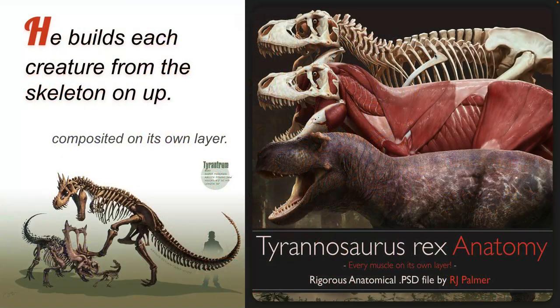So very inspired by films like Jurassic Park, he really wanted to understand how to build the anatomy of extinct creatures from bones through muscle and tissue and sinew all the way to the skin. And so he started building what he called rigorous anatomical digital files. These are not 3D models like you would use in special effects. These are exactly like what we're doing, compositing in 2D.